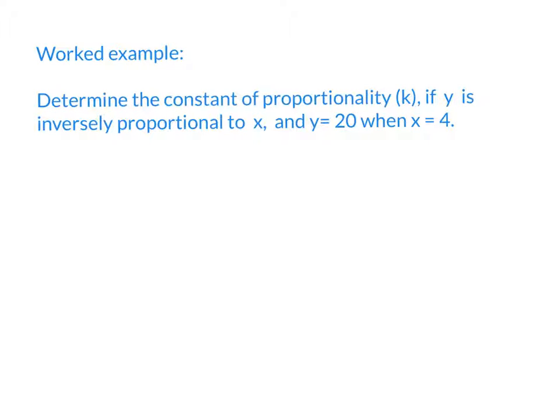Okay, let's have a look at a worked example. So in this worked example, we're asked to determine the constant of proportionality k if y is inversely proportional to x and y is equal to 20 when x is equal to 4. So the key part of the question is that it's inversely proportional. And this means that the relationship is represented by y is equal to k over x.